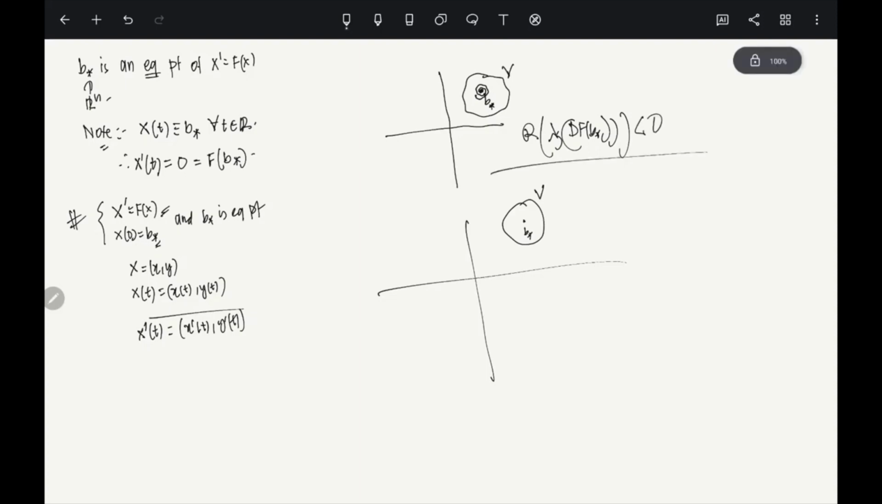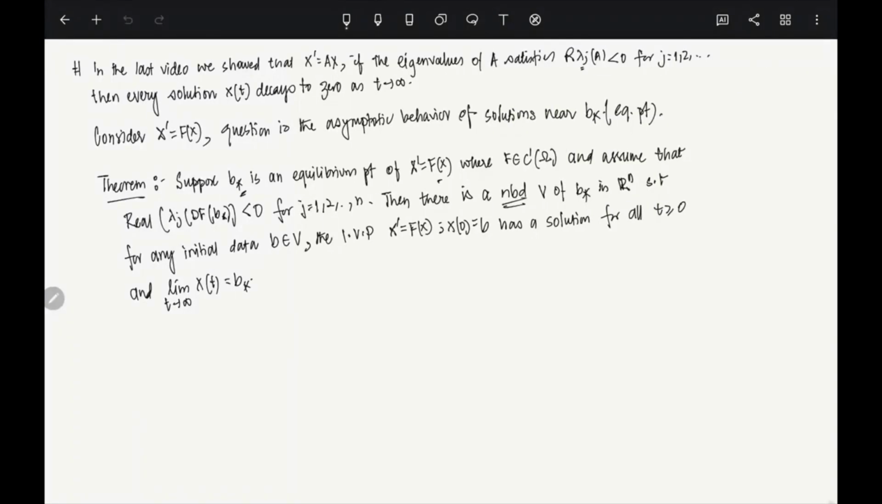If they are negative, then for the linear system, we know that the solution goes asymptotically towards zero, at the critical point. Here it is saying that the same sort of thing happens. If you start with a b in a neighborhood of b star, where v is a neighborhood of b star, and you take any b from v, then the solution starts from there, exists for all t, and as t tends to infinity it actually goes towards b star. That's what it is saying.